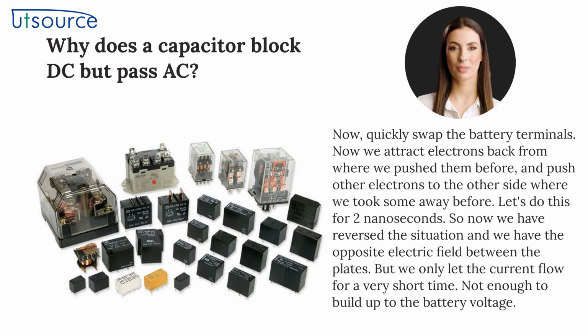Now, quickly swap the battery terminals. Now we attract electrons back from where we pushed them before, and push other electrons to the other side where we took some away before. Let's do this for 2 nanoseconds. So now we have reversed the situation and we have the opposite electric field between the plates. But we only let the current flow for a very short time. Not enough to build up to the battery voltage.